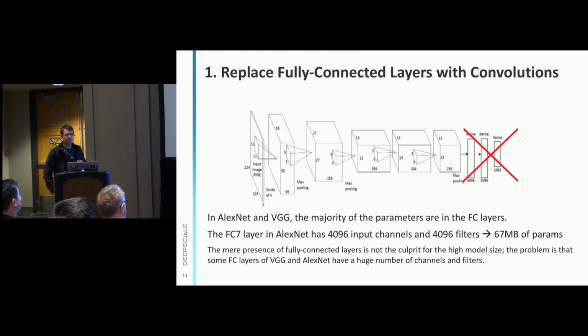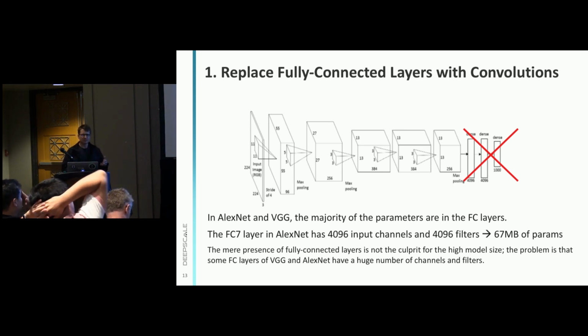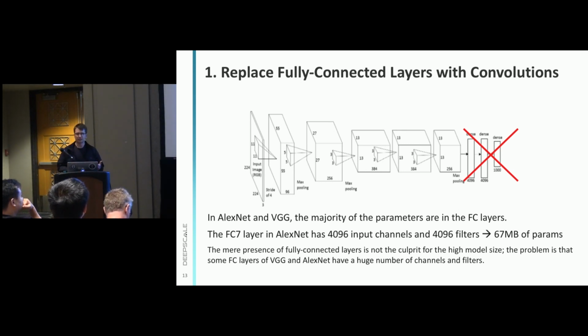In AlexNet and VGG, the majority of the parameters are in fully connected layers. In fact, just the FC7 layer in AlexNet has 4,096 input channels and 4,096 filters. You multiply those two numbers by 4 because it's floating point, and it's actually 67 megabytes of parameters, which is a lot. It's more than 10 SqueezeNets total. But I want to be clear, one nuance is it's not like fully connected layers are the culprit for high model size. Rather, the problem is that some neural net architects, like the ones who developed AlexNet and VGG and a broad variety of other nets, just decided to have lots of filters and channels in their fully connected layers, which leads to a ton of model parameters.